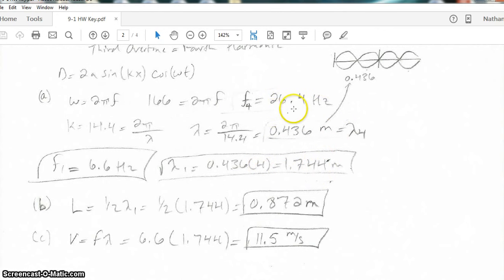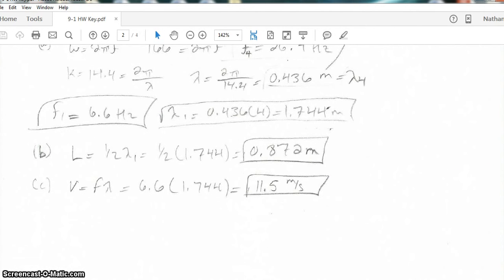Alternatively, we do the opposite with the frequency. If I divide my frequency by 4, I find my fundamental frequency. So really, for part A, you could have done either of these first and then found the other from there, or you can just do these two separately as I did and then pull them together. Do whichever one you're the most comfortable with.